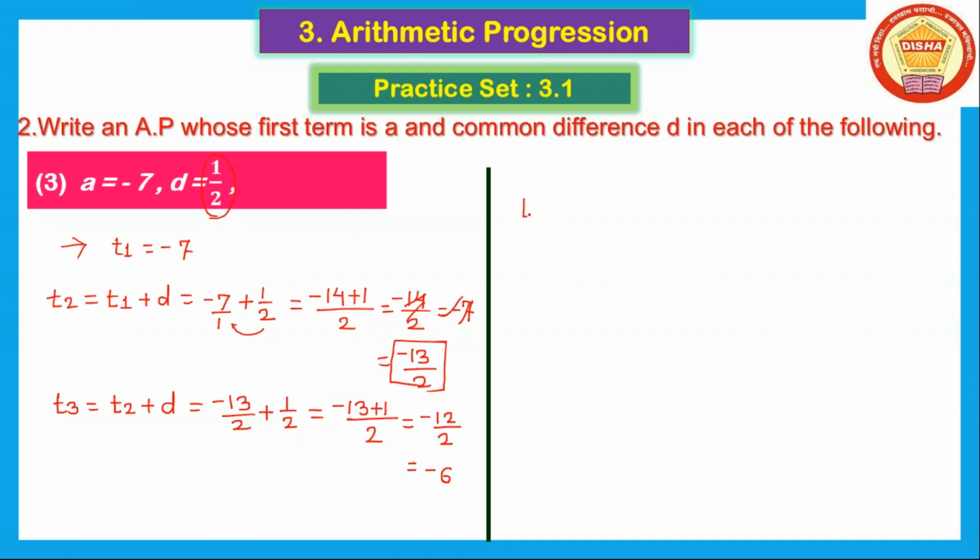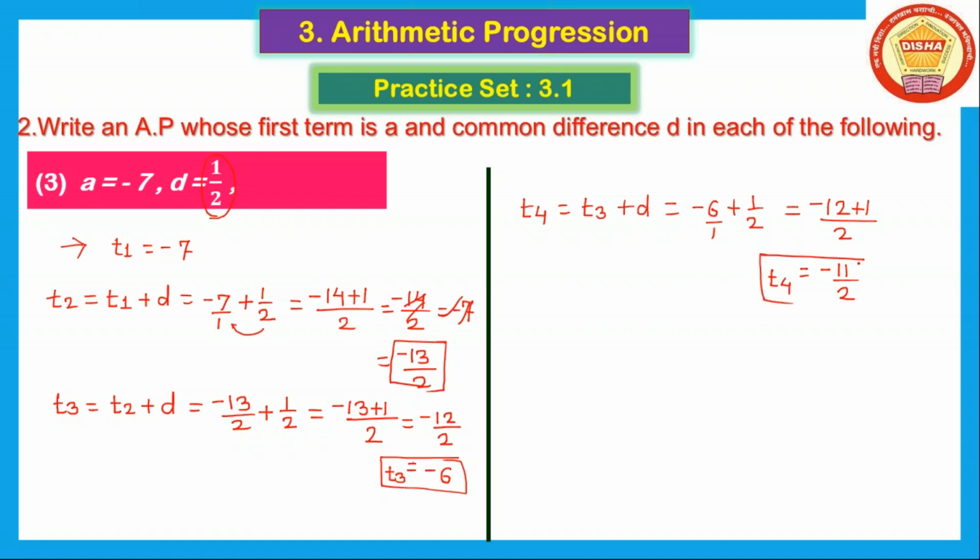Then we find fourth term. That is T4 is equal to T3 plus D. Okay. We find here T3, T3 is negative 6. Okay. So we take here negative 6 plus 1 upon 2. Again we are doing here cross multiplication. That is equal to negative 12 plus 1 upon 2 ones are 2. Means it is equal to negative 12 plus 1, means negative 11 upon 2, which is equal to T4.